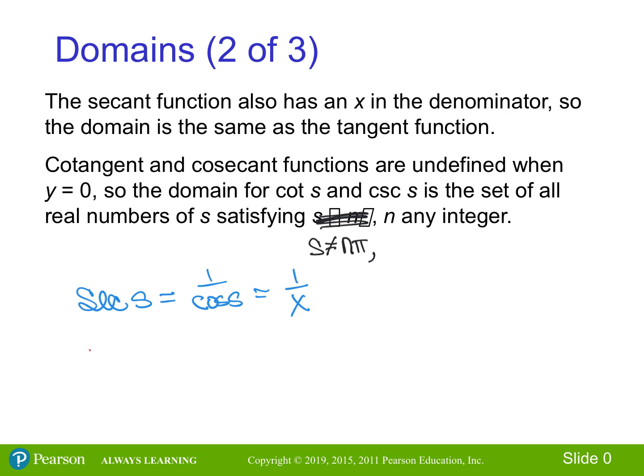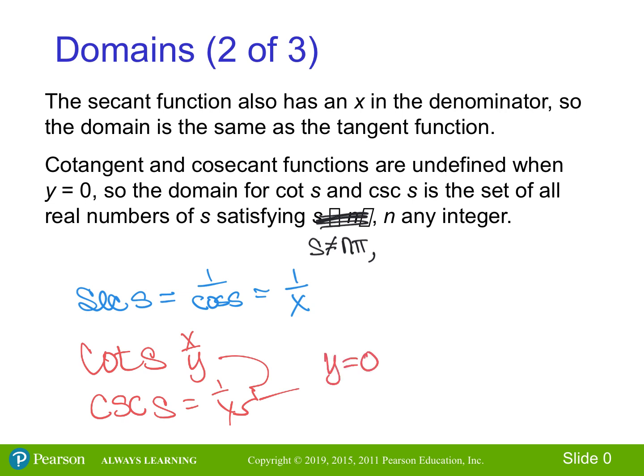For cotangent and cosecant, we have cotangent is equal to x divided by y, and cosecant is really equal to 1 divided by y. So because both of these have a y in the bottom here, I know that my function will be all real numbers except for when y is equal to 0. Okay, so y cannot equal 0. And if that's the case, when I look at my unit circle, I get y values equal to 0 at 0 and pi, or any increment thereof.